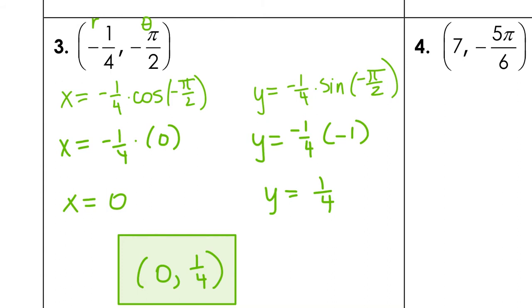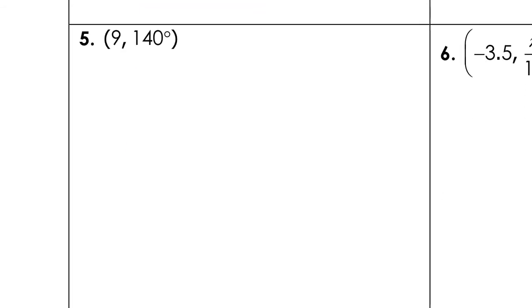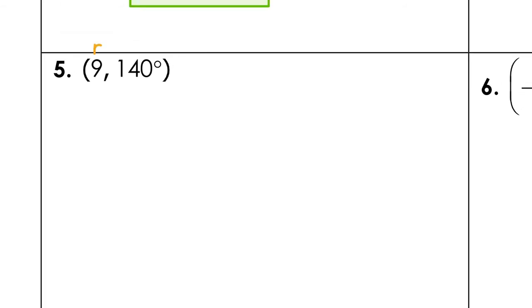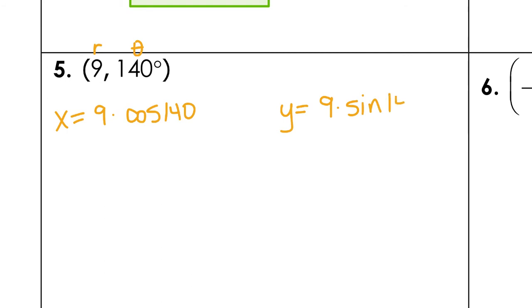Okay, and then let's do one more. So we have the polar coordinate, 9 comma 140 degrees. This one's going to be a little different, obviously because it's in degrees instead of radians, but we're going to work on it pretty much exactly the same. So r and theta: x is equal to 9 times cosine of theta, which was 140. y is equal to 9 times sine of 140.